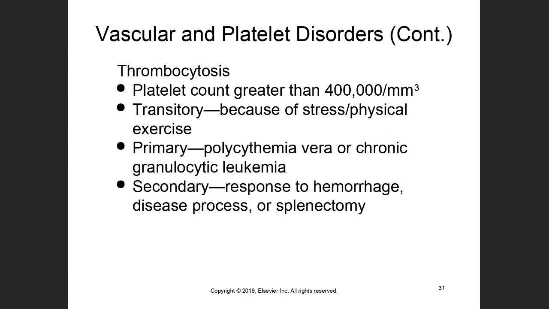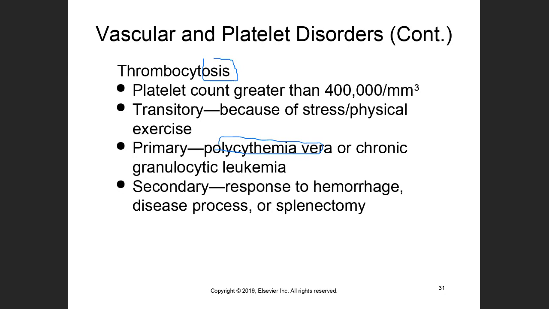Okay. Platelet count, thrombocytosis. Again, right here we have another terminology. Cytosis means too much. So thrombocytosis is too many platelets, over 400,000. Could be transitory because of stress or physical exercise. Could be primary: polycythemia vera. Remember that when you have polycythemia vera, you increase not only the red blood cells, also white blood cells and platelets.